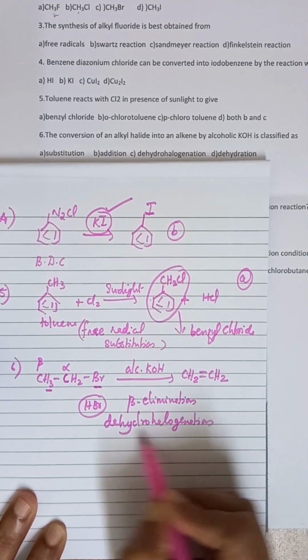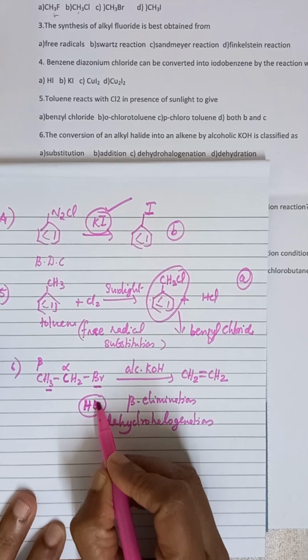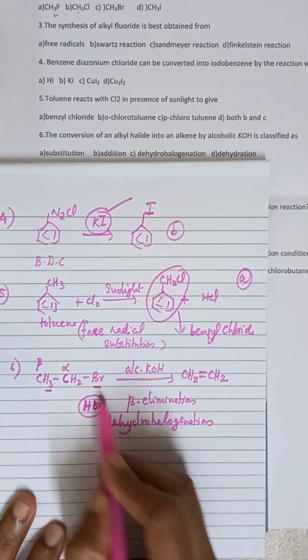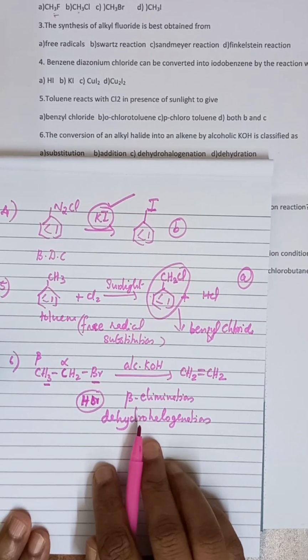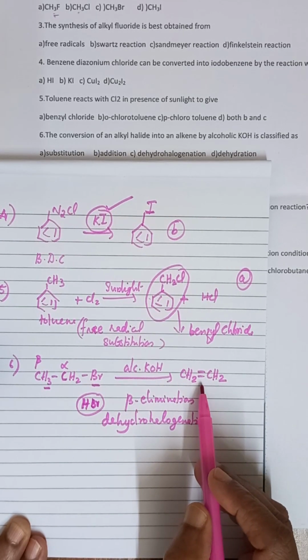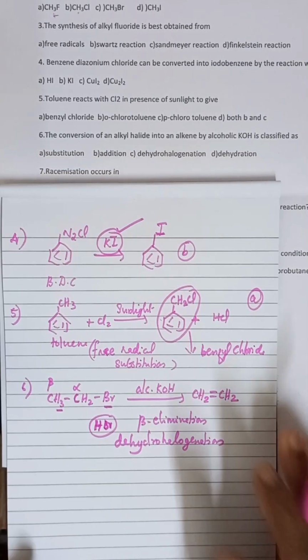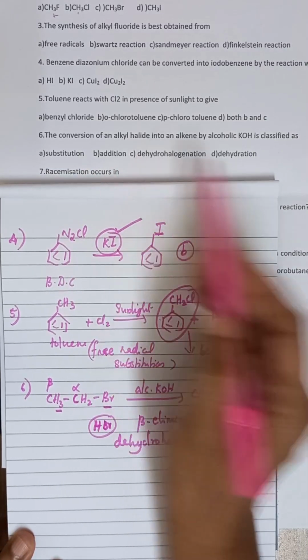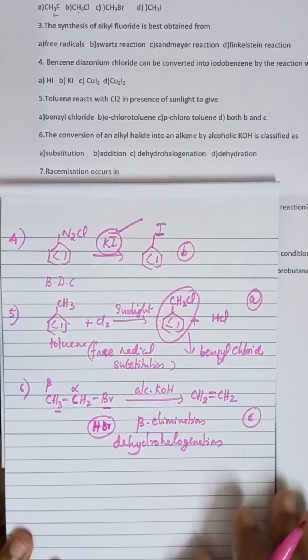Dehydrohalogenation, since one hydrogen and one Br are eliminated from this. So it is called dehydrohalogenation. This alkyl halide is converted to an alkene in the presence of alcoholic KOH. So the answer is dehydrohalogenation. Option C is the answer.